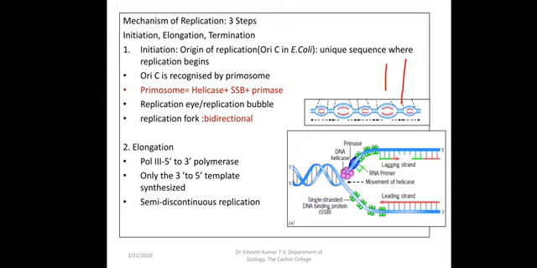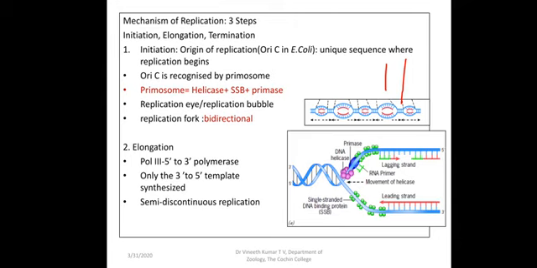In E. coli, this region is termed as oriC. So oriC is recognized by a complex protein called the primosome. The primosome mainly consists of three different proteins: the helicase, the single-stranded binding proteins (SSBs), and the primase. The helicase is responsible for unwinding the DNA at the origin of replication. The single-stranded binding proteins prevent these unwound strands from reforming into double strands, and the primase is responsible for producing the short RNA primers, which are the substrates for the DNA polymerase to synthesize the DNA.